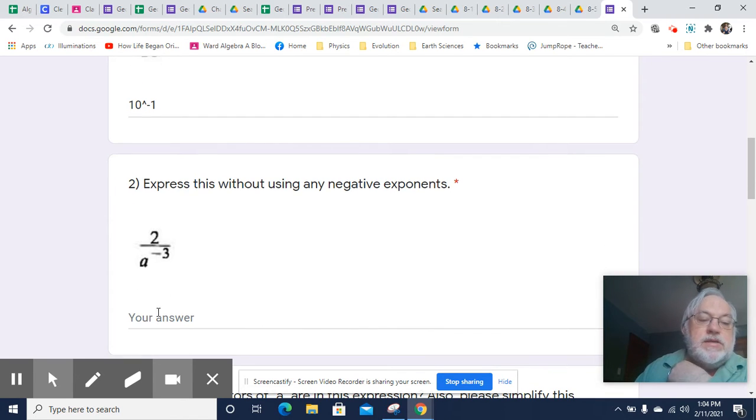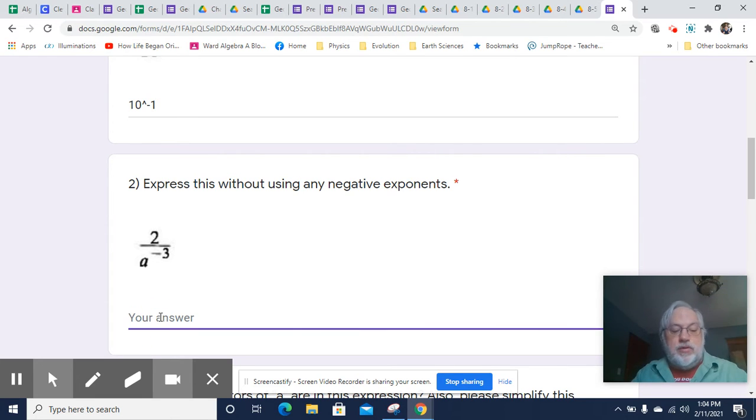All right, let's express this one without using any negative exponents. So the 2 is just 2 to the first power, so I can just leave it as 2. That a to the -3 is in a denominator. If I move an exponential expression across the fraction bar, up or down, I change the sign of the exponent. So that is going to be 2 times a to the +3 power, like that.